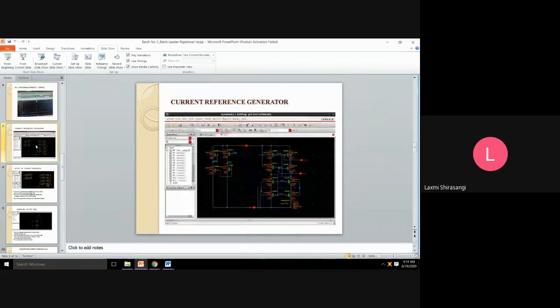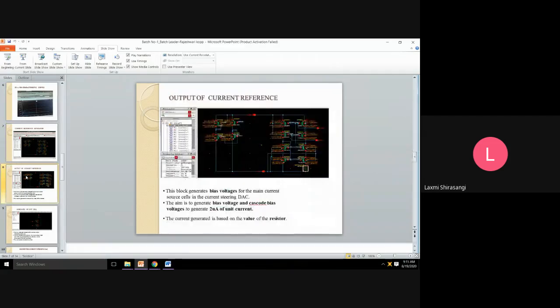Here this block generates the bias voltage for the main current source cells in the current steering DAC. The aim is to generate 2 microamperes of unit current. The current generated is based on the value of the resistor that we have used at the last. Here we have used a 14.4 K resistor. Next will be explained by Vishalaxi Pujari.